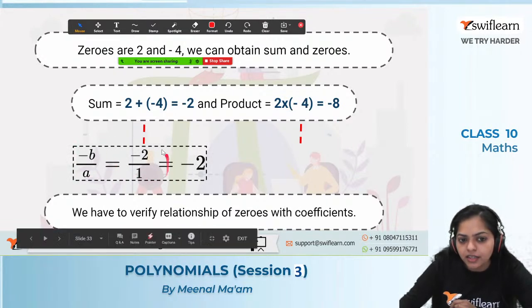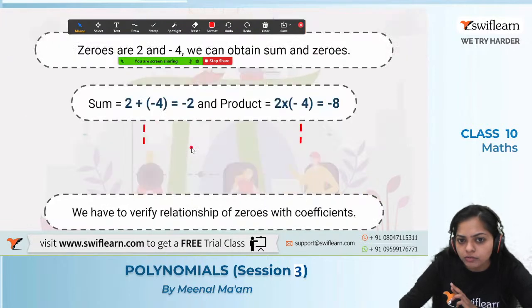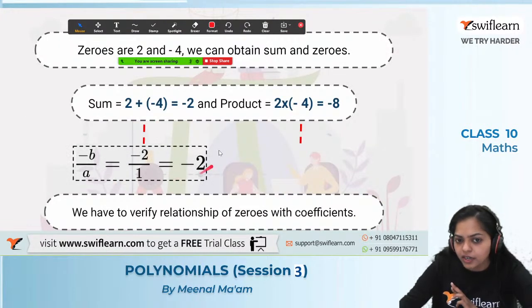Now, according to the formula, the sum will be equal to what? Minus b by a, that is minus the coefficient of x divided by the coefficient of x square. So see, what is the coefficient of x? The coefficient of x is 2 and the coefficient of x square is 1. So minus 2 by 1, and we have verified that these two answers are the same.